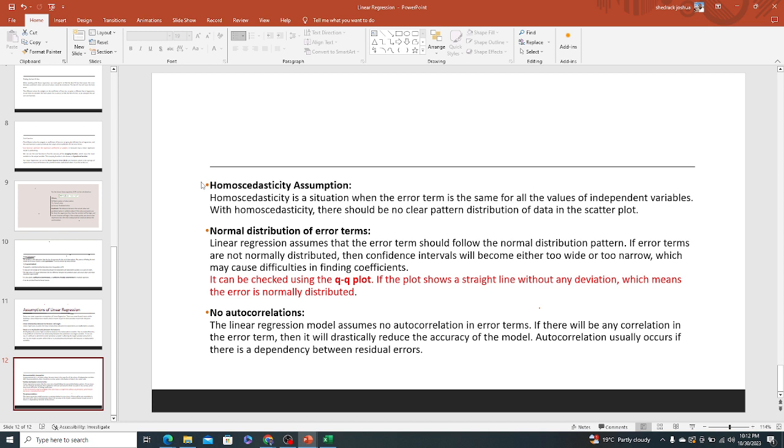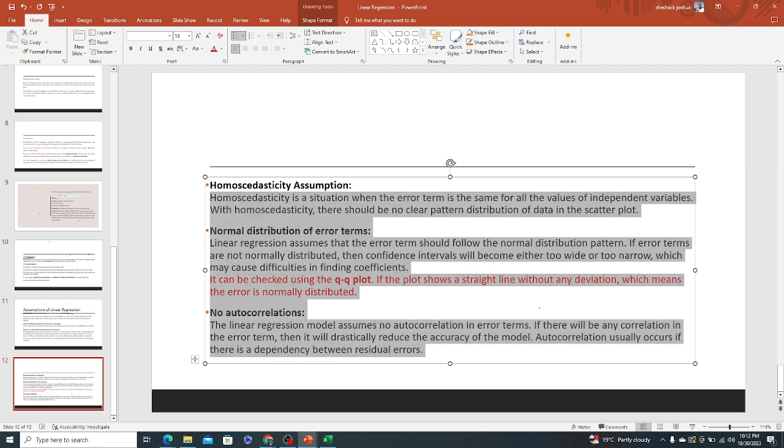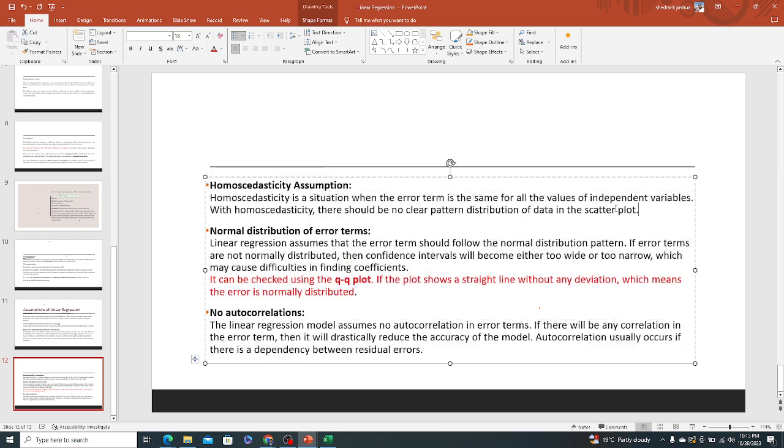This comes more after you've done the prediction, after you've already fitted your model. Because where will you get the residuals, where will you get the error terms, if you have not performed all this? You can see here we are talking about the error term.